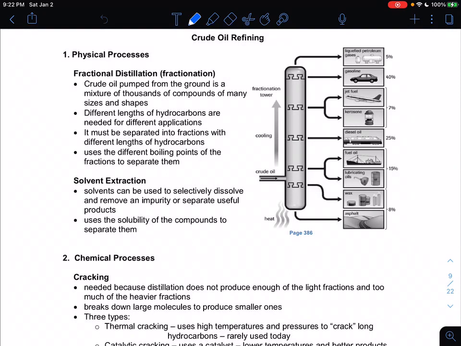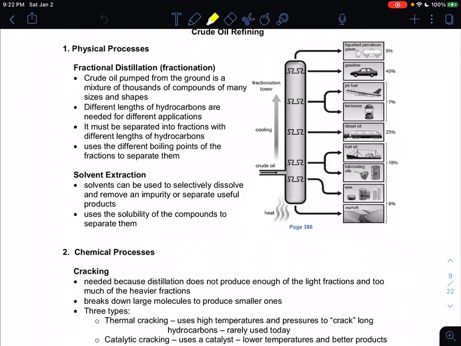Today's lesson deals with looking at how crude oil is refined into products that we can use in our daily lives. Our first ones are going to look at physical processes, and the first one I want to discuss with you is called fractional distillation.